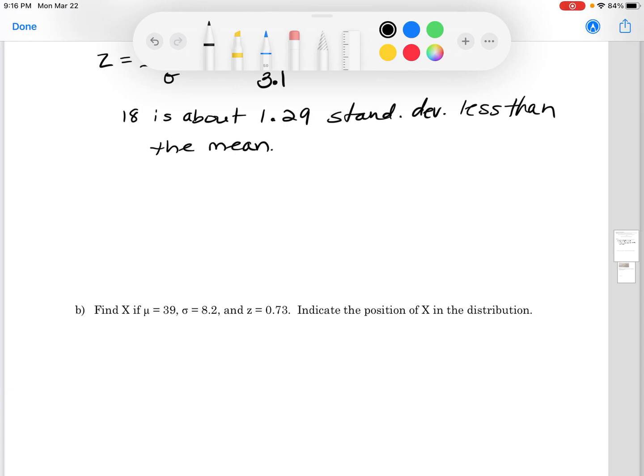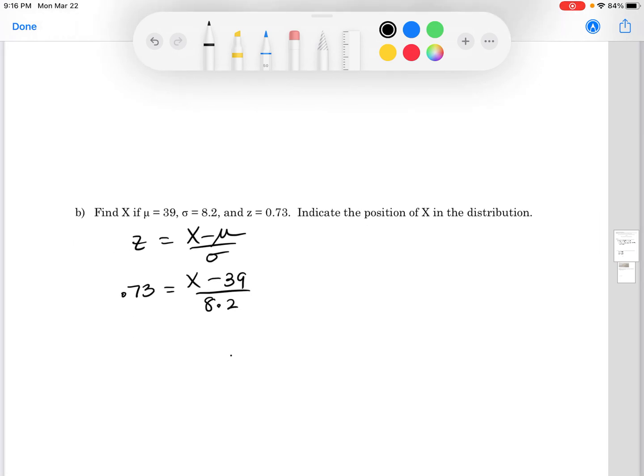Same kind of concept, we're just solving for a different part here. So we have that z is equal to x minus mu over sigma. That means 0.73 is equal to x, what we're trying to find, minus 39 over 8.2, and this is just an Algebra 1 type of problem. Multiply by 8.2 on both sides. So 0.73 times 8.2 is going to give us 5.986. And then we're going to add 39 to both sides. That's going to give us 44.986.